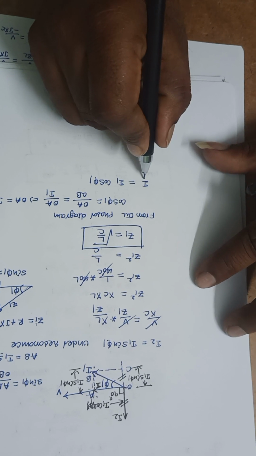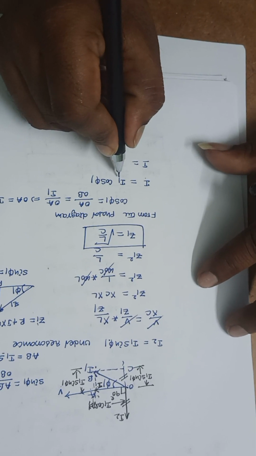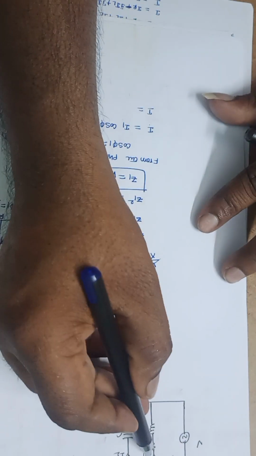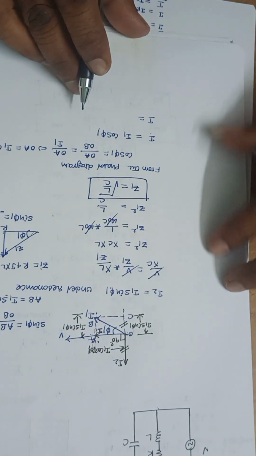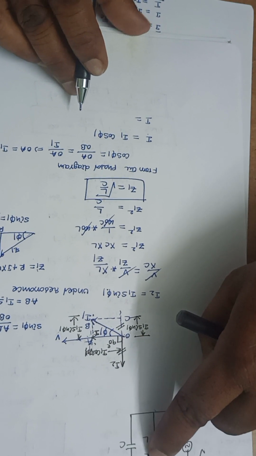Now, what is this I here? I is equal to I1. What is this I1? I1 is V divided by Z1, right? The impedance offered by this branch is Z1. V divided by Z1 is I1.